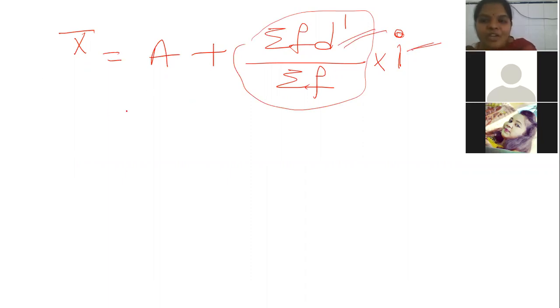The calculation of arithmetic mean in a continuous series by using the step deviation method. So just write down, small a is the assumed mean and small i is the class interval. Small i is the class interval.